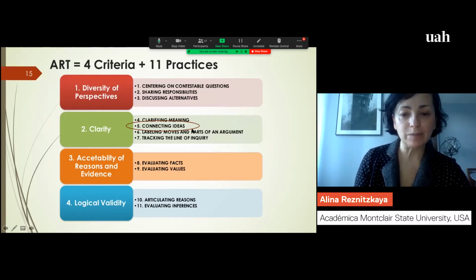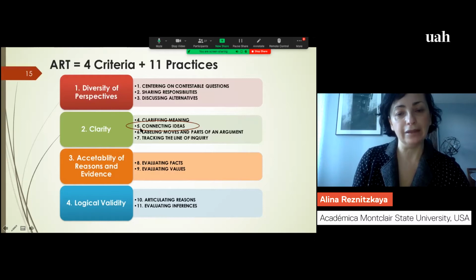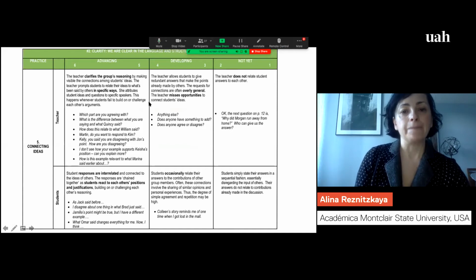So we took each of these practices, and we're just going to look at one, and further specify it for teachers by turning it into a rating scale. If we look at just one, connecting ideas, here it is. You can see a page from this argumentation rating tool with a rating scale going from 1 to 6. We describe what teachers should be doing to be at the advancing level, and what students should be saying or doing to be at the advancing level.